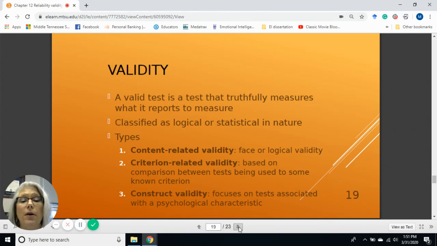And then we have criterion-related validity, and that's based on comparisons between tests that are using the same known criterion. For example, I have a pulse oximeter and I have an ABG. What are the comparisons between those? What other things can we think of that we have different ways? A temperature, oral temperature versus intrahepatic temperature. What is the accuracy or validity between those 2 types?